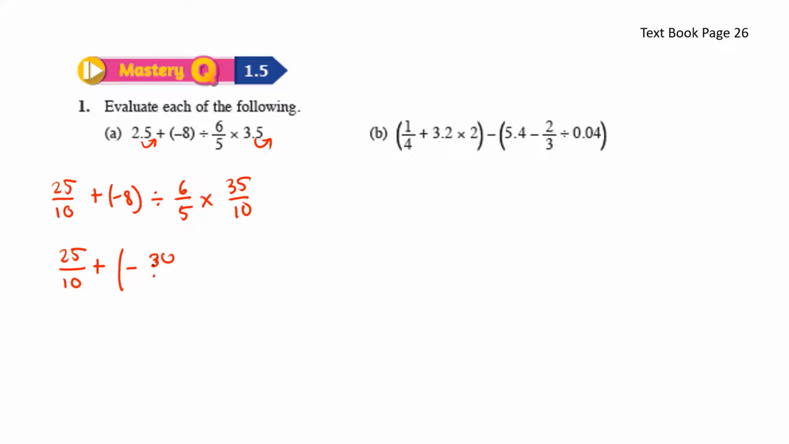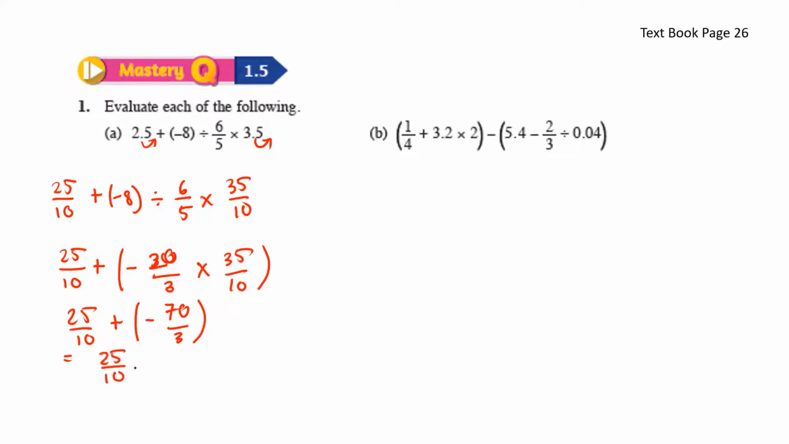20 over 3 times 35 over 10. So here we have 25 over 10 plus negative 70 over 3. And this gives us, positive and negative gives us a negative. So 25 over 10 minus 70 over 3, which gives us negative 25 over 6.